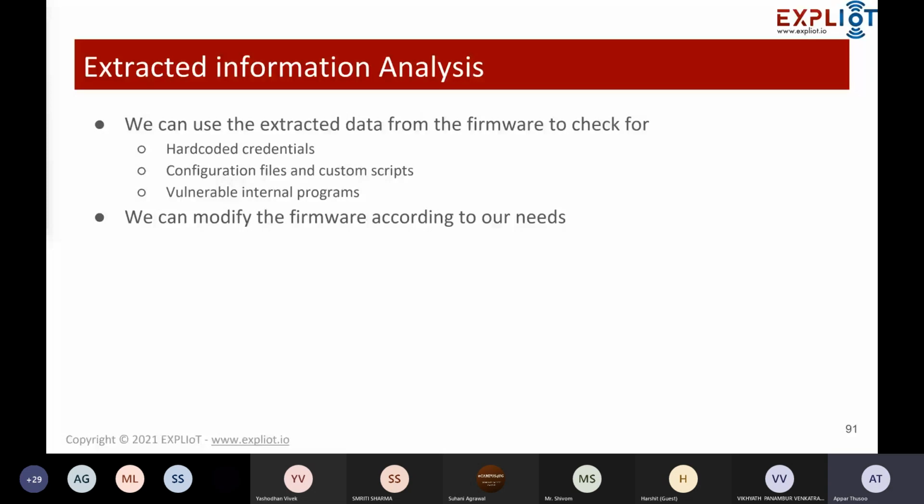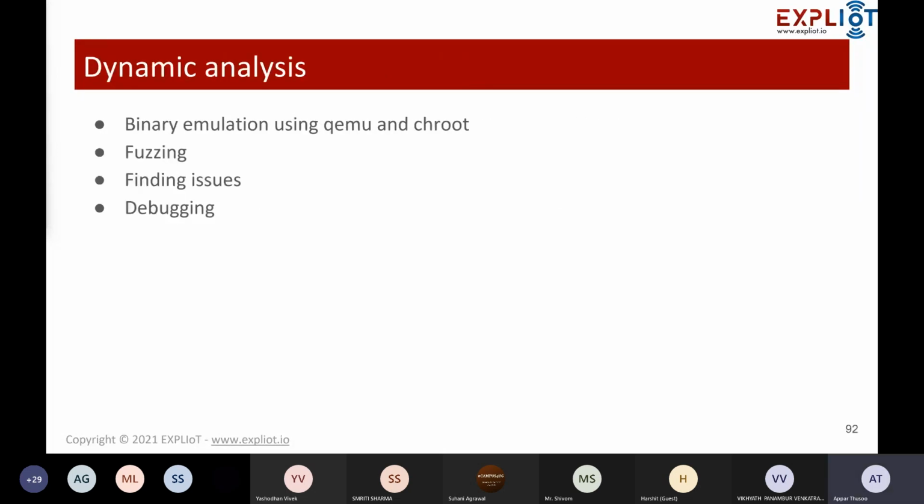Just try to reflash a firmware onto your friend's device, add a backdoor, and it's a cool and interesting project to work on and spy on your friends. For dynamic analysis, again talking about dynamic analysis, you have binary emulation using QEMU and Unicorn. You can do fuzzing, you can find issues, and all this while you debug for where exactly the vulnerability lies. So that was mostly it from the firmware side.